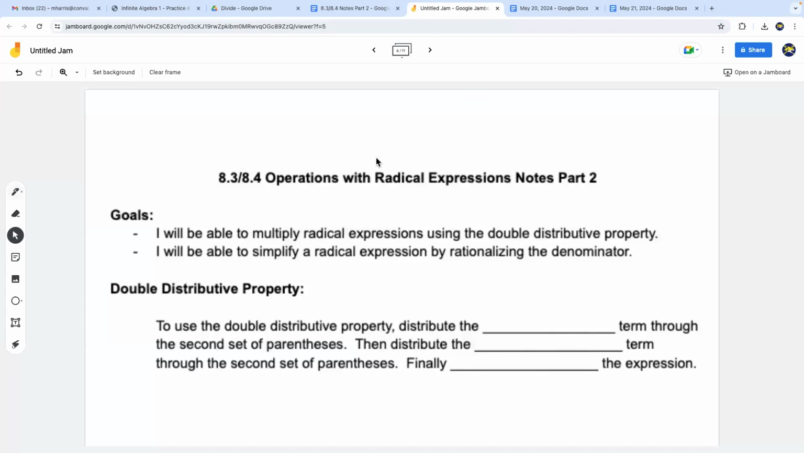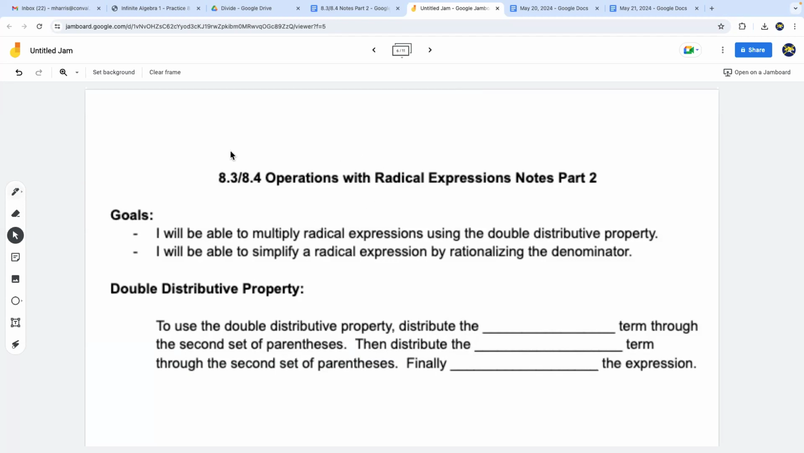All right, so this video is a continuation of operations with radical expressions. And this time we're going to look at multiplying with double distribution, also known as FOIL. And then we're also going to look at how to rationalize a denominator. Basically, we don't like radicals in the denominator, so we're going to learn how to get rid of them.